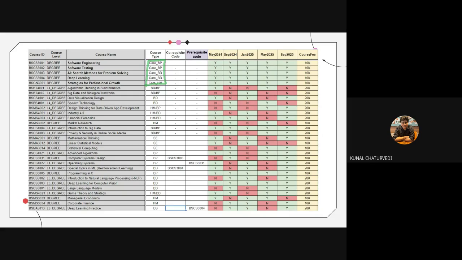I'm just talking about these five courses. These five courses need to be completed before you can start taking these electives at the BSc level also.